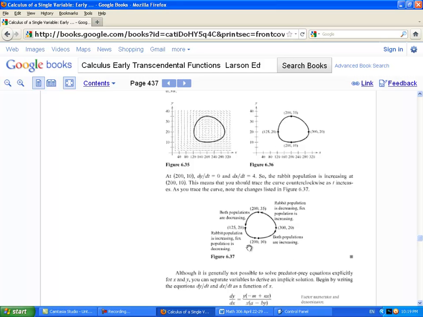So he explains this cycle here. So I encourage you to read this description. He's showing what's going on with the populations. So it's very interesting that this system of differential equations can show a population relationship that really makes a lot of sense.